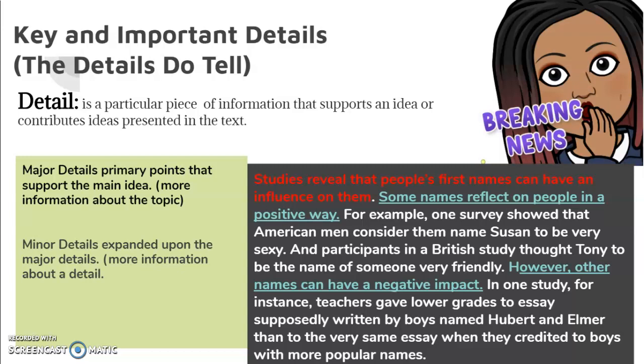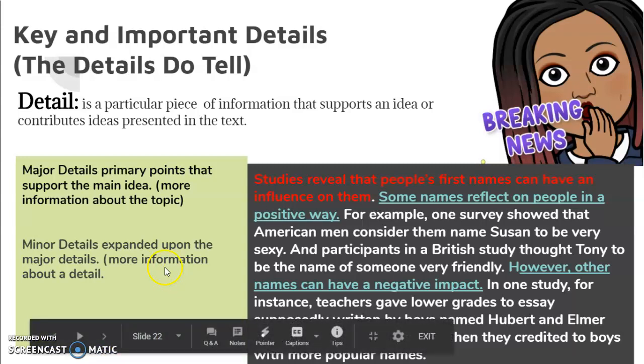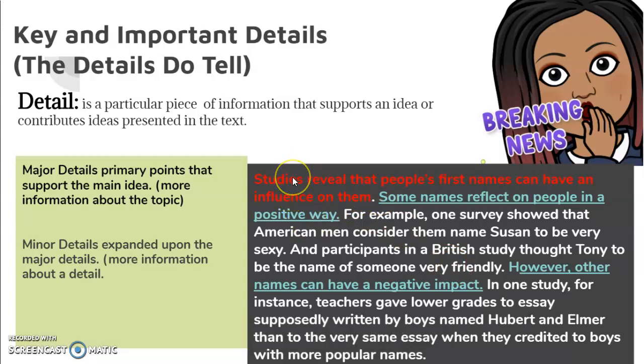To the right, there is an example. In red, you have the central idea. In the light blue, turquoise, you have the major details. And everything under this is the minor detail. So you have the central idea, you have the major detail, which is pointing us back to the central idea. And then the elaboration is the minor details, okay?